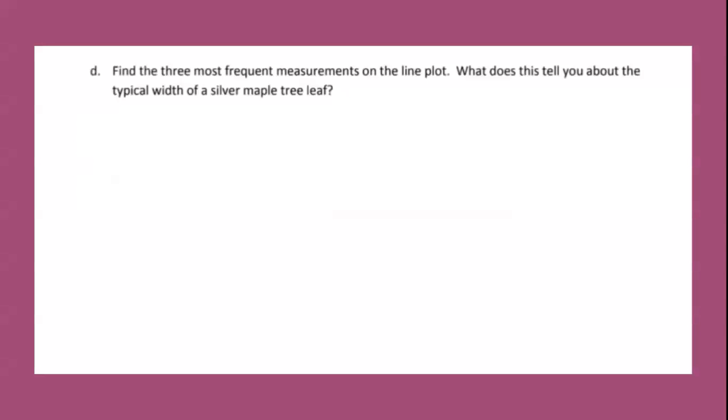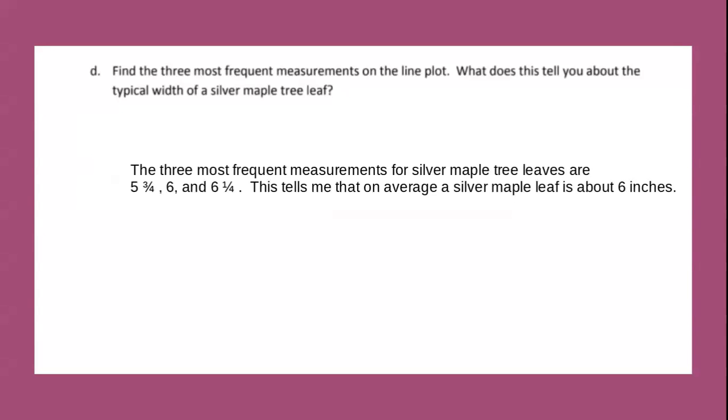Find the 3 most frequent measurements on the line plot. What does this tell you about the typical width of a silver maple tree leaf? The 3 most frequent measurements for silver maple tree leaves are 5 3/4, 6, and 6 1/4. This tells me that on average, a silver maple leaf is about 6 inches wide.